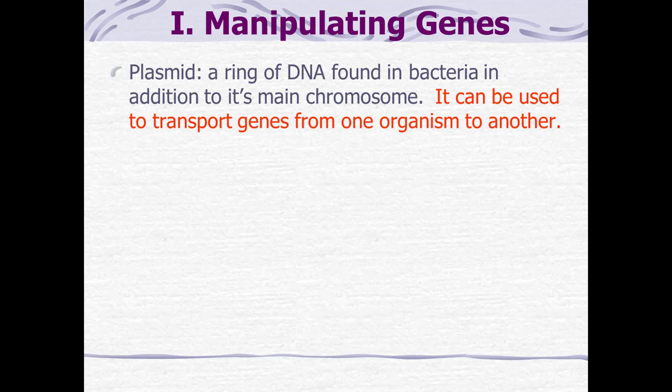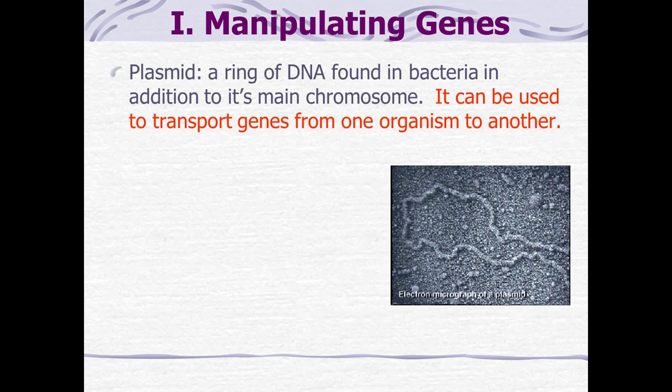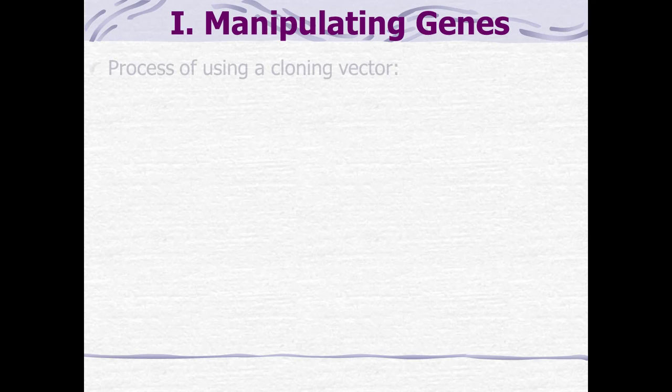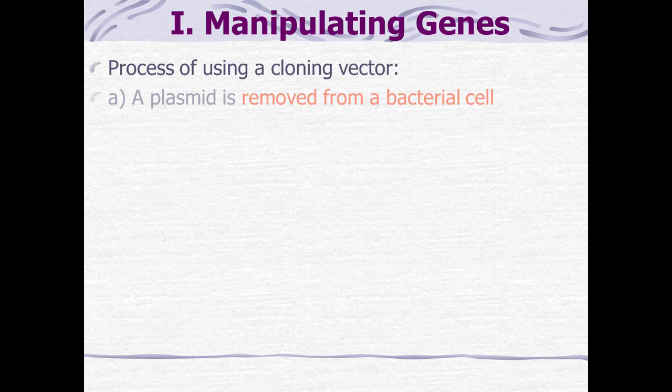A plasmid is a ring of DNA found in bacteria in addition to its main chromosome, and it can be used to transport genes from one organism to another. This is the electron micrograph of a plasmid. This is the diagram of a plasmid. Okay, moving on to the next slide: the process of using a cloning vector.